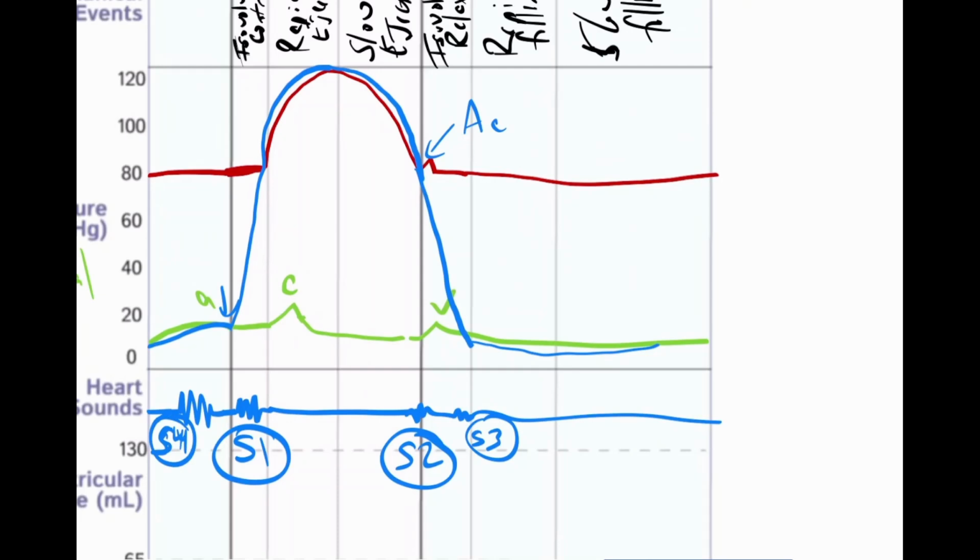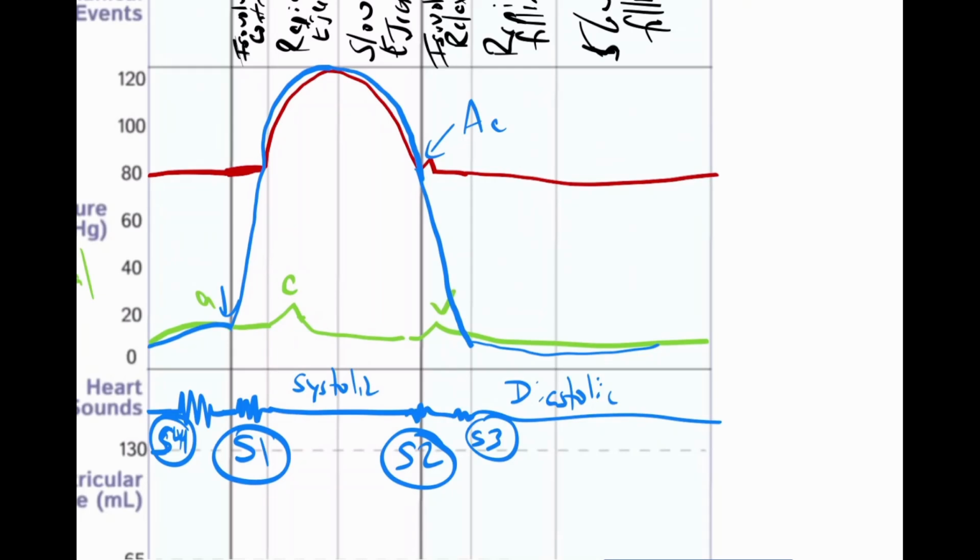But as long as you understand S1 to S2, any sound that you hear between S1 and S2 is a systolic murmur. If you hear any sounds outside of S2 going back to S1, those are your diastolic murmurs. When you listen to the heart, start getting used to hearing lub-dub, lub-dub. The lub is the mitral valve. The dub is the aortic valve closing. That's all you're hearing is the valve closing.